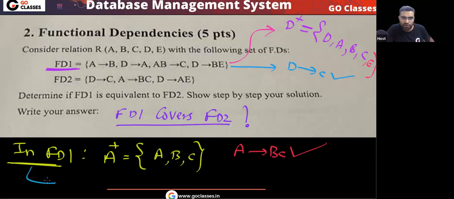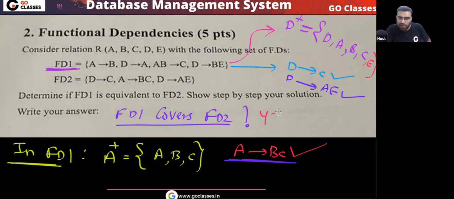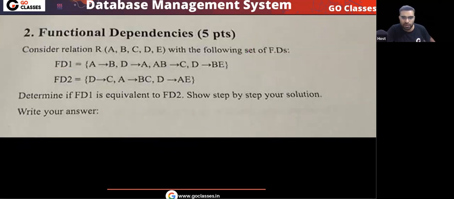Now in this FD1, you also find what is D plus, that you already have. So you got D determining AE, that also you got. So we got everything. This also we got, this also we got, all these three we got. So FD1 covers FD2. The answer is yes. What about FD2 covering FD1?